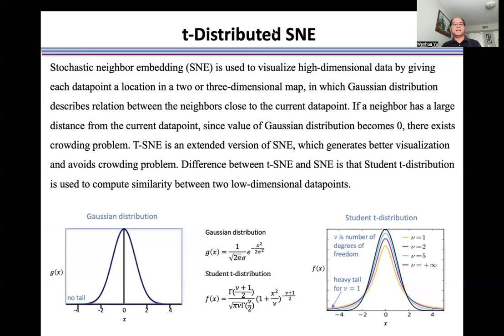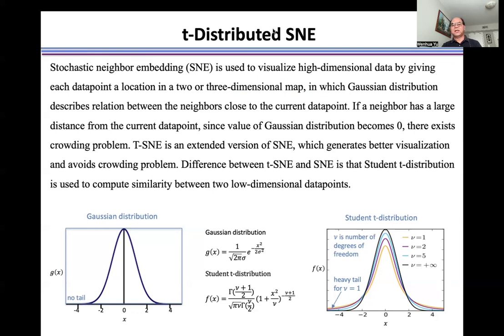If a neighbor has a large distance from the current data point, since the value of a Gaussian distribution becomes zero, there exists a crowding problem. t-SNE is an extended version of SNE, which generates a better visualization and avoids the crowding problem.